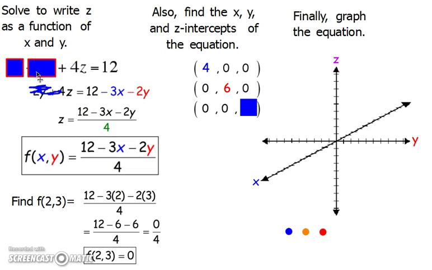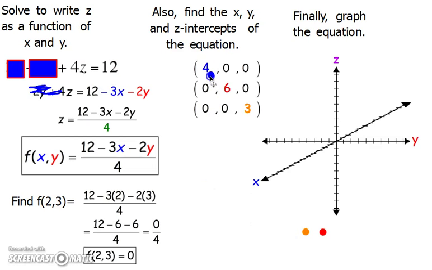And just the same way, cover up both x and y. If x and y were both 0, then 0 times 2 disappears. 0 times 3 added on, again, doesn't change anything. 4z equals 12, and z equals 3 is going to be my z-intercept. Then I can plot those points.